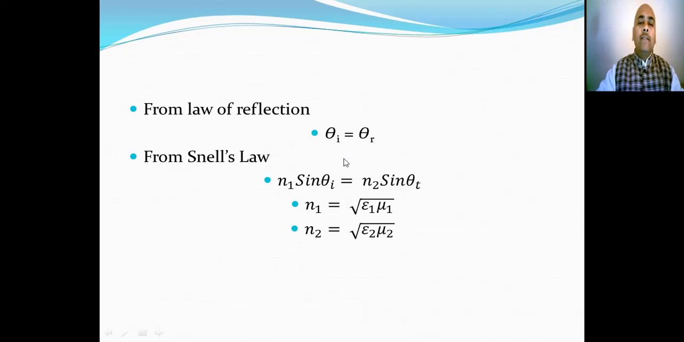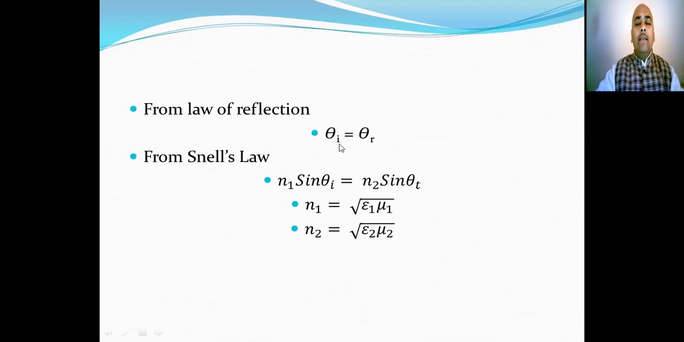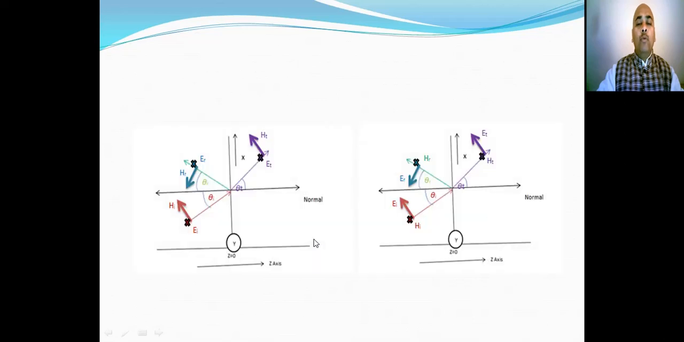The law of reflection states that the angle of incidence is equal to the angle of reflection, that is theta i is equal to theta r, and from Snell's law, the refractive index of medium 1 multiplied by sine of theta i is equal to the refractive index of medium 2 into sine of theta t, where n1 is the refractive index of medium 1, which is square root of epsilon 1 and mu 1, and similarly the refractive index of medium 2.